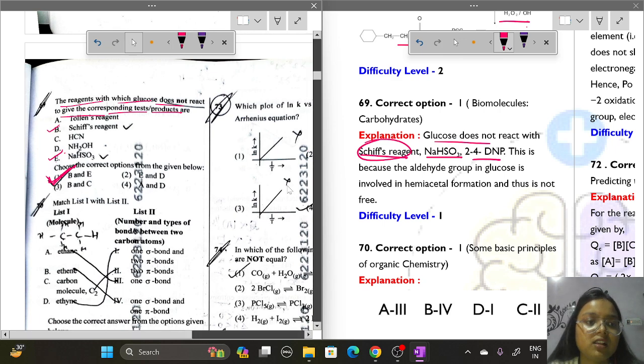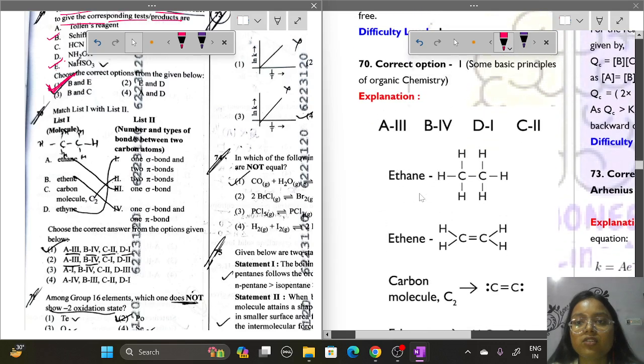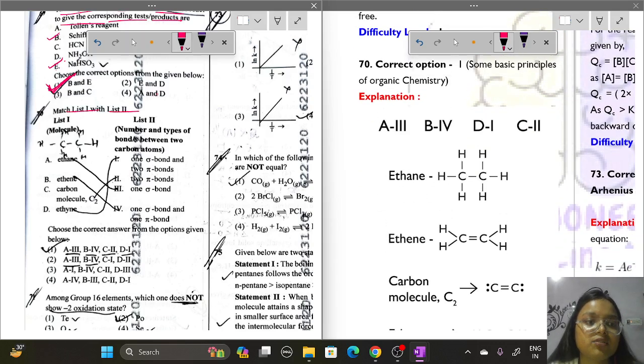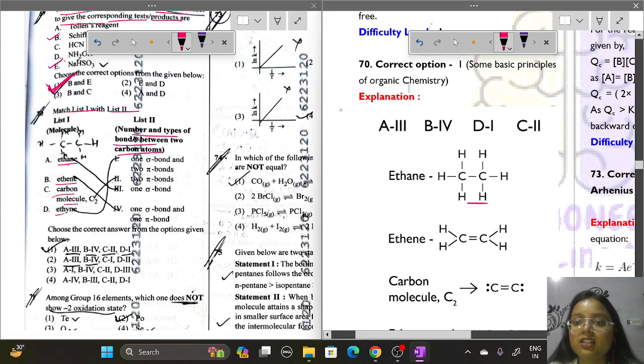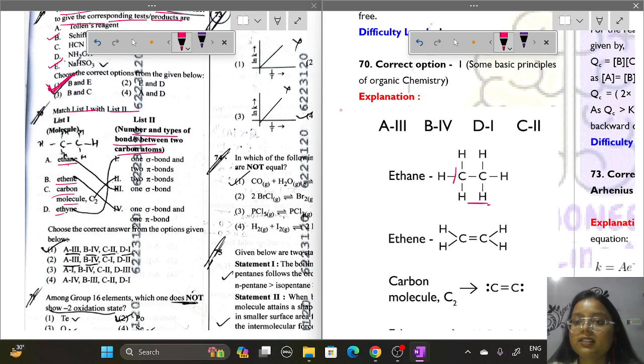For question number 70, match list 1 with list 2. This is list 1: ethane, carbon molecule. We have to find out the number and types of bonds between the two carbon atoms, not the overall bonds, only between the two carbon atoms. For ethane, we get this structure. So there is 1 sigma bond between the carbon-carbon bond and 0 pi bond.